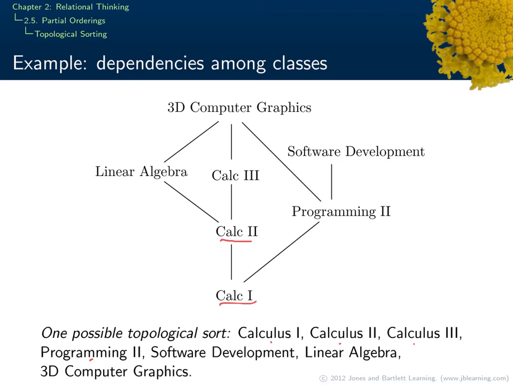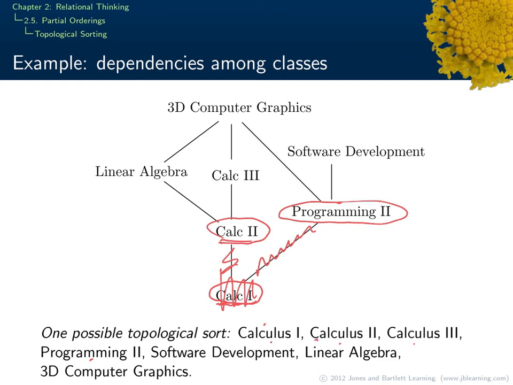Okay, so the strategy on the previous slide suggested that we start with a minimal element. So Calc 1 is the only minimal element, and so we must start with it. And then what do we do? Well, the strategy tells us to remove Calc 1 and any ascending edges from Calc 1 from the Hasse diagram, and what's left is a new Hasse diagram where we have two minimal elements, namely Calc 2 and Programming 2. So either one of those could go next in our list.